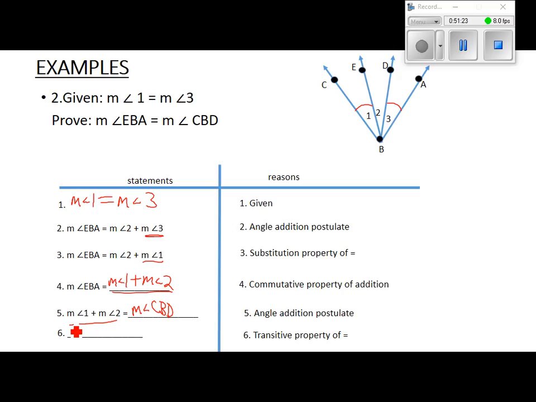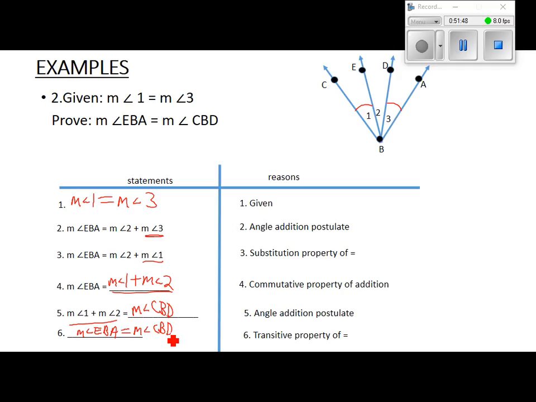It's the same, isn't it? So what's that tell us about these two? So what can I write right down here? Measurement angle EBA is congruent to, or equals, measurement angle CBD. What did we just use there? Transitive property of equality. Again, I would probably put substitution property in there instead of transitive, but since they already have it written for us.